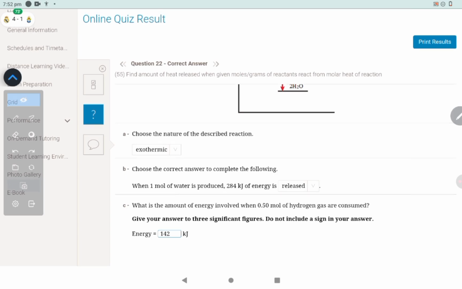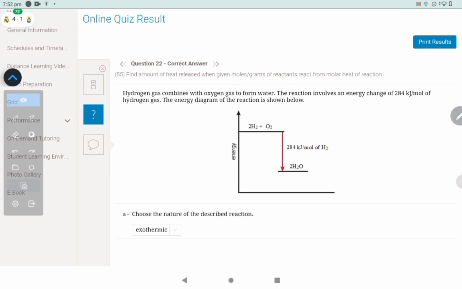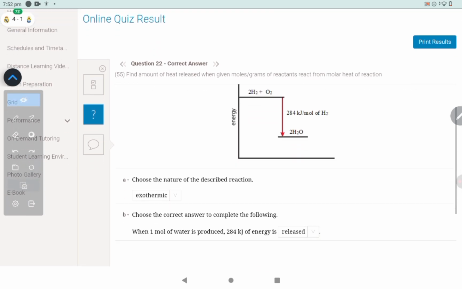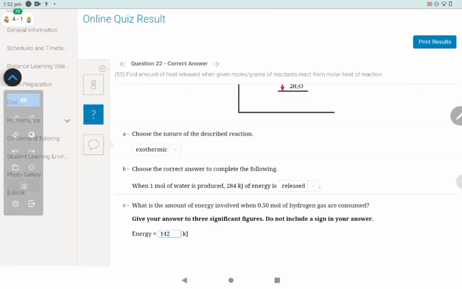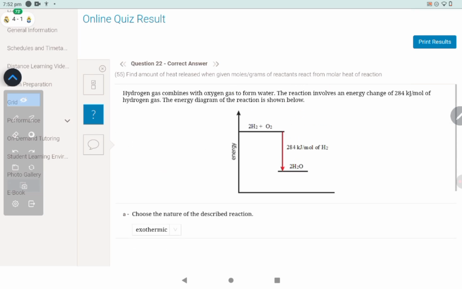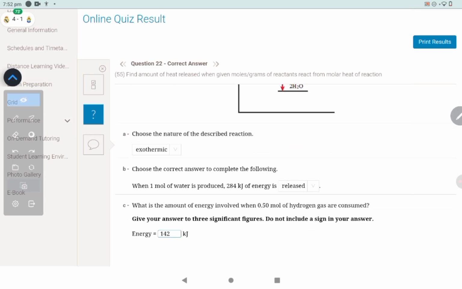What is the amount of energy involved if 0.5 moles of hydrogen gas are consumed? They said here 284 kilojoule per mole, and then 0.5 moles of hydrogen gas. So 0.5 is half of 1 mole, so it's going to be 284 divided by 2, we get 142 kilojoules. That's it.